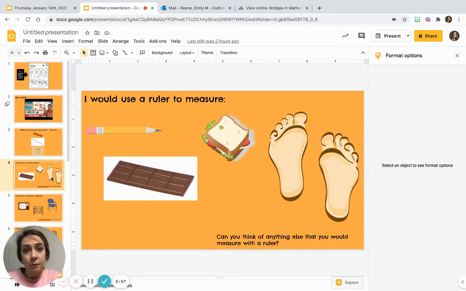So here are some things that I would use a ruler to measure. I could use a ruler to measure a pencil. I could use a ruler to measure a chocolate bar or a sandwich or my feet. Now I want you to think for a second, what are some other things that you can think of that you would use a ruler to measure? Now they need to be the same size as a ruler or smaller. That would be the best tool. I'm thinking glue stick, maybe a DVD, maybe your video game system.